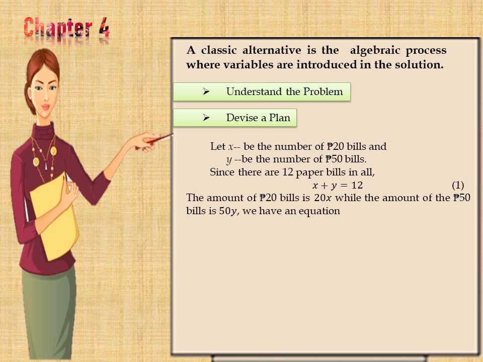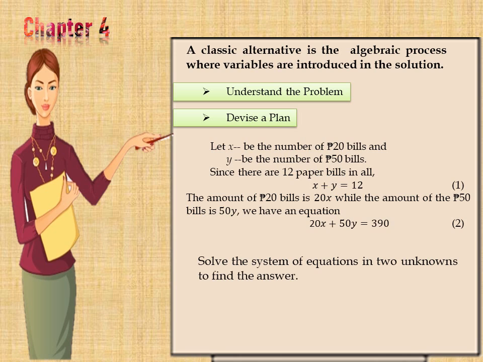The amount of 20 peso bills is 20x, where x is the number of 20 peso bills, while the amount of 50 peso bills is 50y, where y is the number of 50 peso bills. So we can have this equation: 20x plus 50y is equal to 390, since Angel received 390 pesos. This would be our equation 2. Here, we're going to solve the system of equations in two unknowns to find the answer.